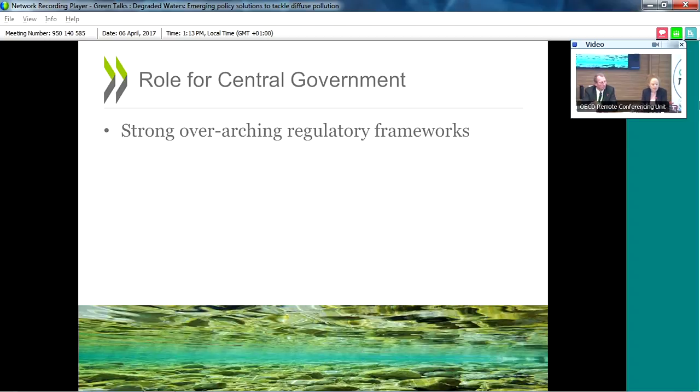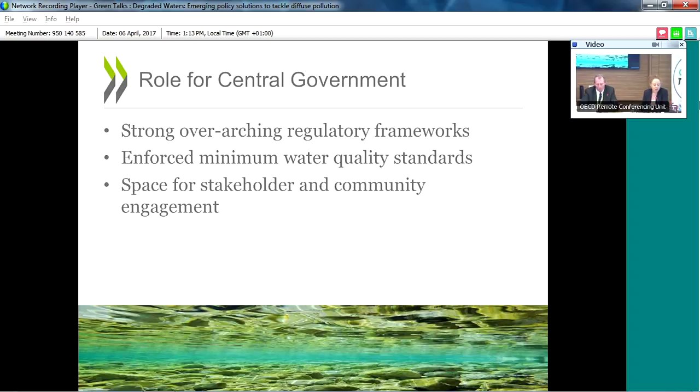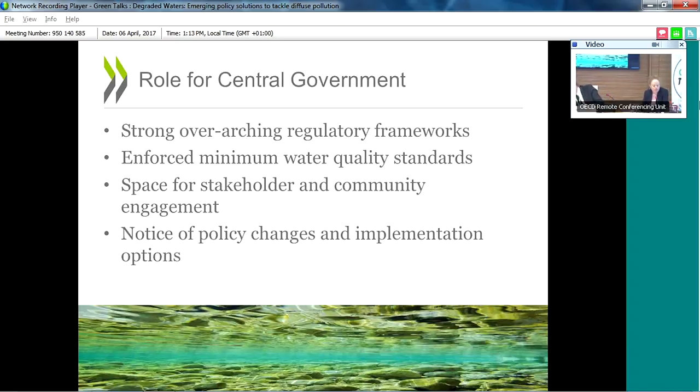And lastly, central government has a critical role to play in the transition to more effective management of diffuse source pollution. This includes strong overarching regulatory frameworks, enforced minimum water quality standards, stakeholder engagement to manage perceived and actual risks and to reach solutions in partnership, giving notice of policy changes and providing multiple options for implementation, and providing seed funding to initiate experimental projects.